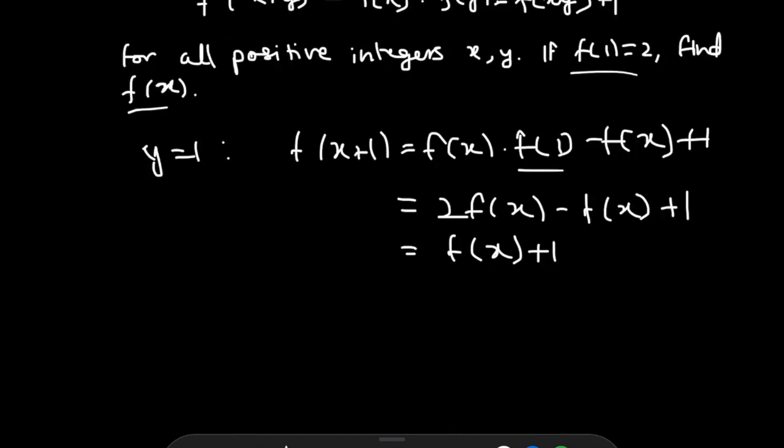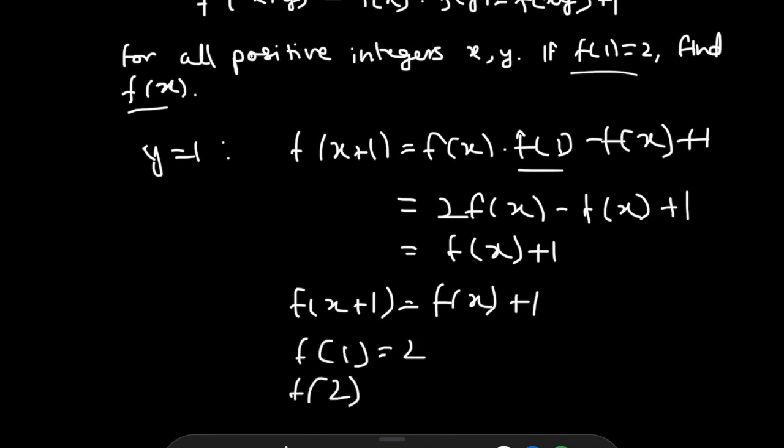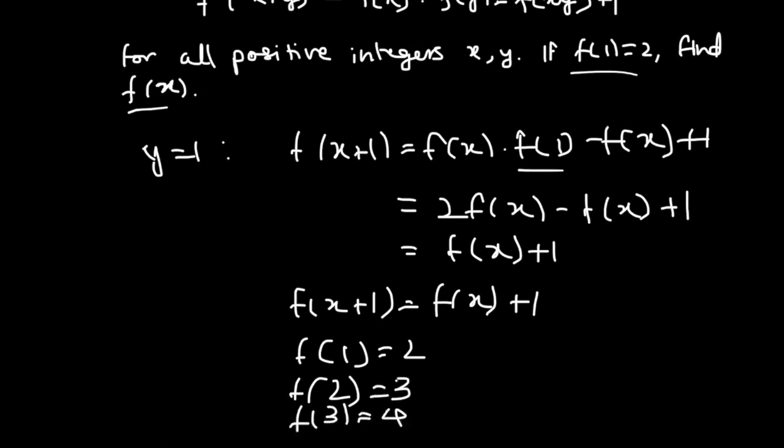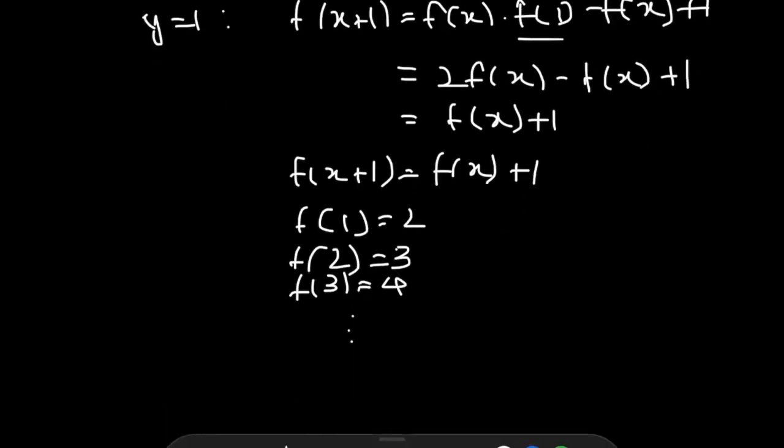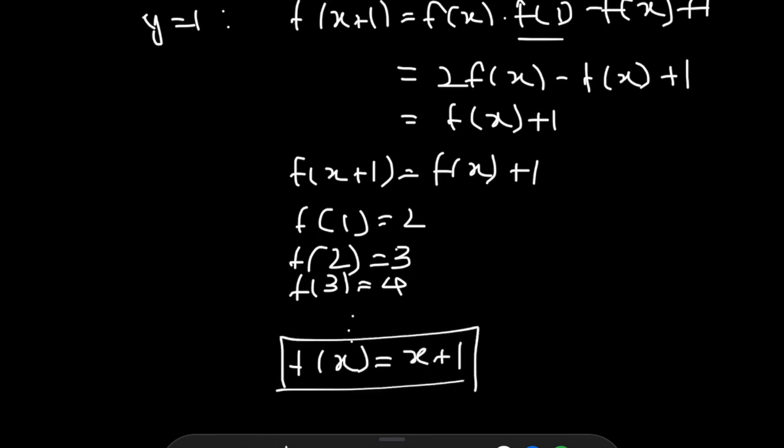So what we end up with is f of x plus 1 equals f of x plus 1. So since we know f of 1 equals 2, we know that f of 2 equals f of 1 plus 1, which is 3. F of 3 then will become 4, and you can see that this pattern will continue, so that we have f of x equals x plus 1 in general.